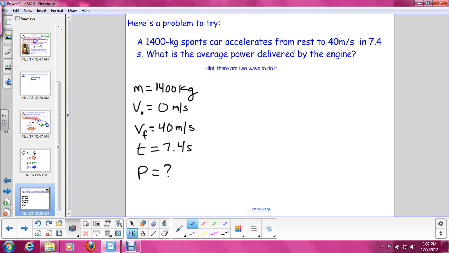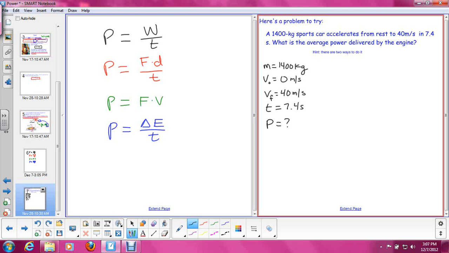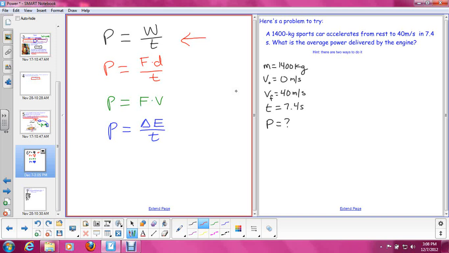So let me do a dual screen here so that we can take a look at our multiple equations. We have a whole bunch of information here, and we need to figure out how to use it. The very first equation we have here is a pretty good place to start. Power is work divided by time. Do we know how much work is done here? No, we are not explicitly given the amount of work done.